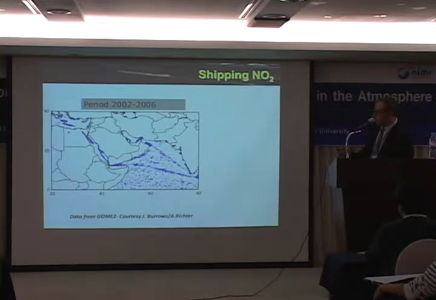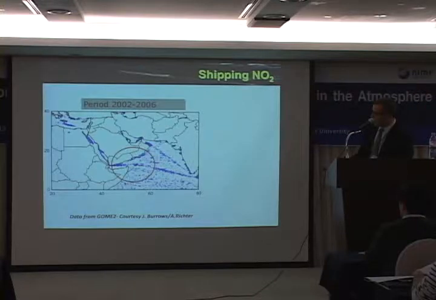Here's an example of shipping nitrogen dioxide. Nitrogen dioxide is given out by ships in their plumes as they burn oil to propel them around the globe, and you can pick out different ship tracks here. As ships come down through here and up into the Red Sea, there's large shipping lanes here.